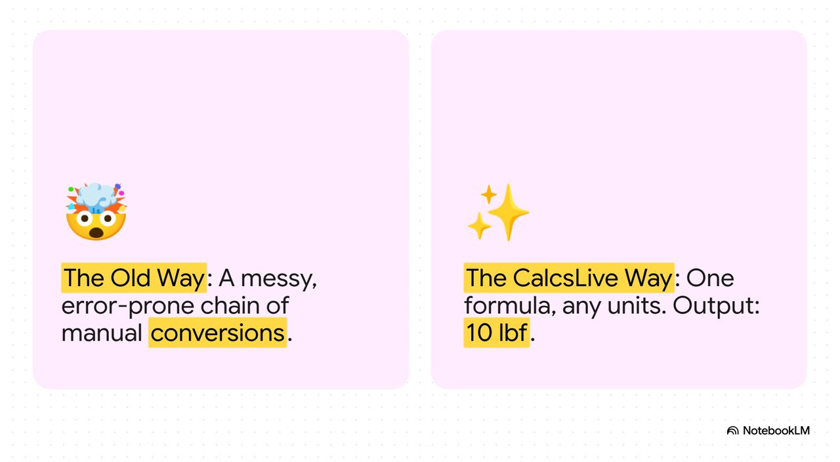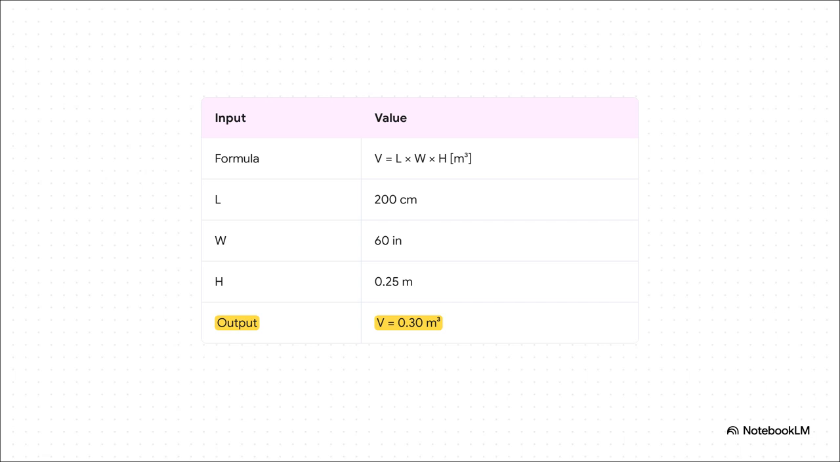You just write the clean, simple formula, plug in your numbers with whatever units they happen to have, and then just tell it what unit you want for the answer. All the complicated conversion stuff happens automatically behind the scenes. Remember that volume calculation from earlier? That messy chain of math? Well, here, you just plug it all in. 200 centimeters, 60 inches, 0.25 meters. A platform that's unit-aware like this understands what all those different units mean, handles the conversions for you, and just gives you the right answer, instantly.